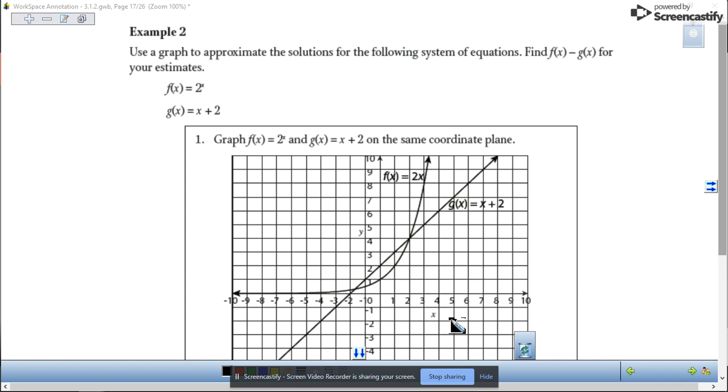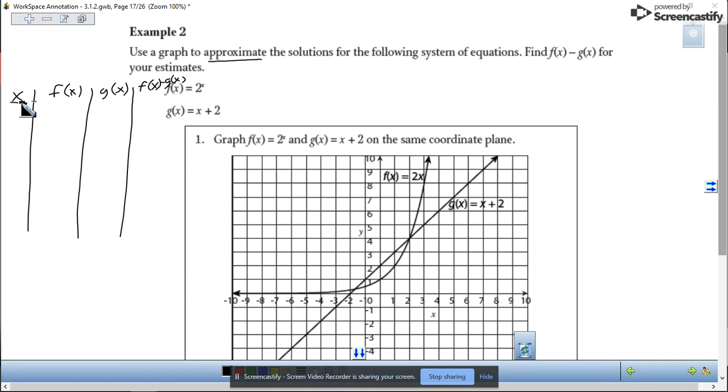Okay, for example 2, it says use the graph to approximate the solutions, and the key word here is also approximate. That was in example 1 as well. For the following system of equations, find f of x minus g of x for your estimates. So again, we're going to do a little x column. We're going to do f of x, g of x, and f of x minus g of x. Sorry about running out of space up here, but it'll be okay.